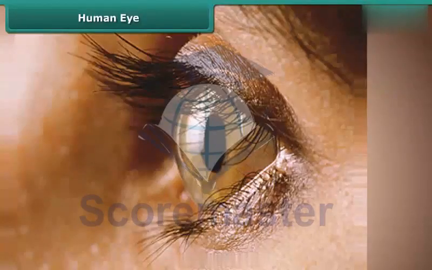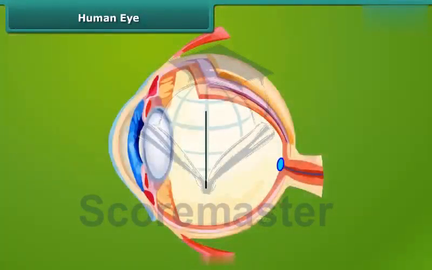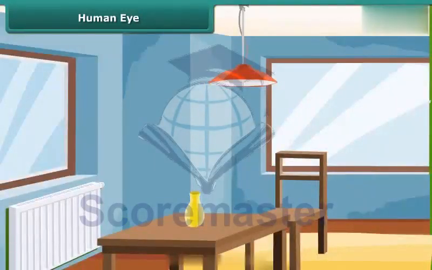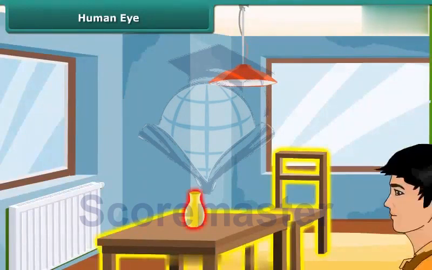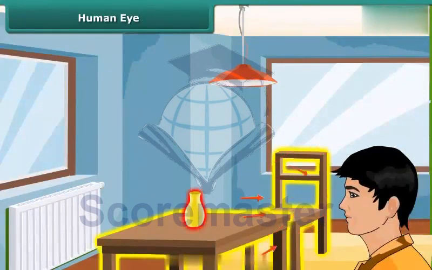The eye is nearly spherical in shape with a diameter of about 2.3 centimeters. We are able to see the objects around us only when the light emitted or reflected from them enters our eyes. It sends the signals of the image to our brain via optic nerves.